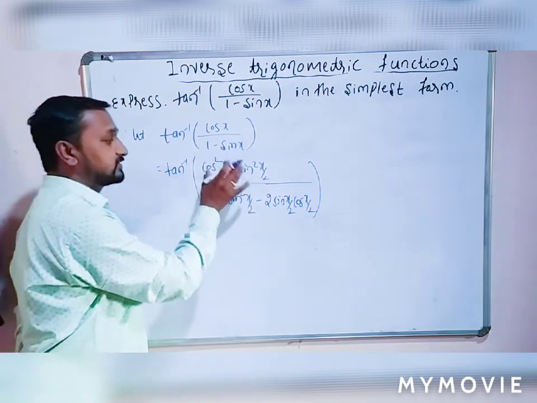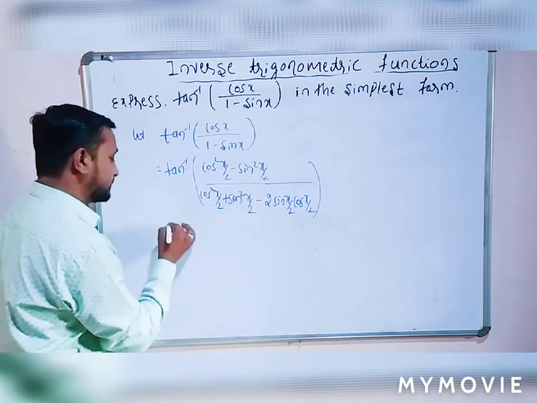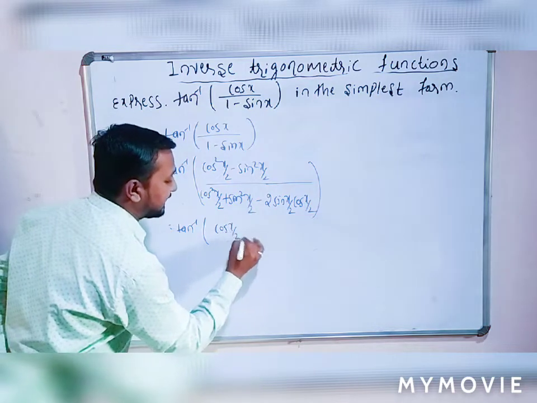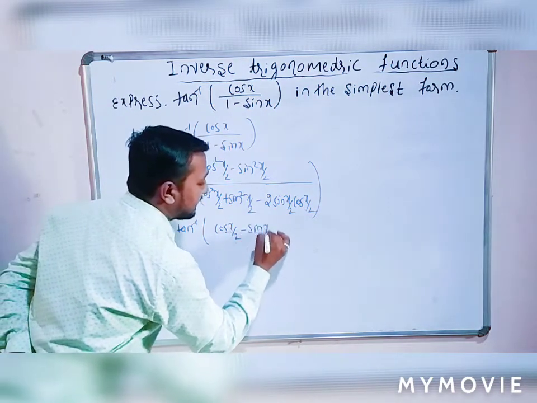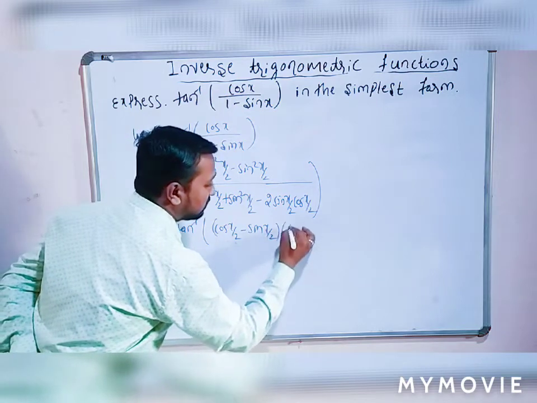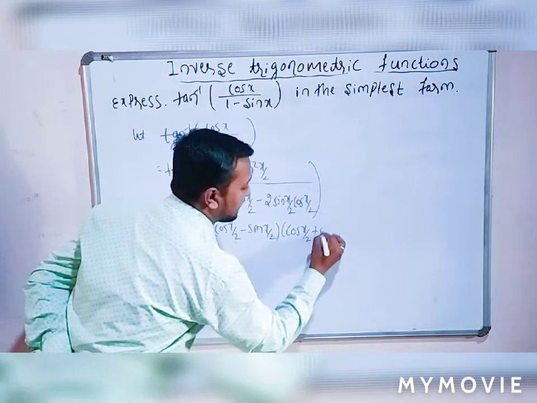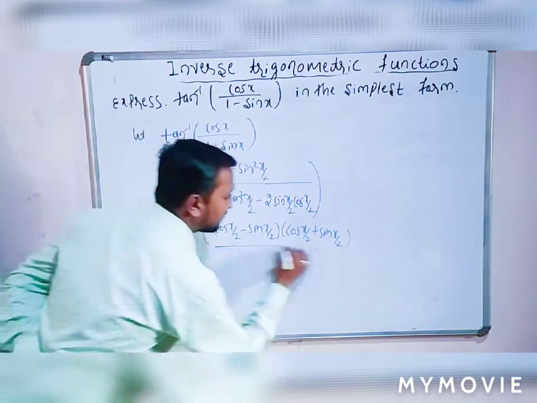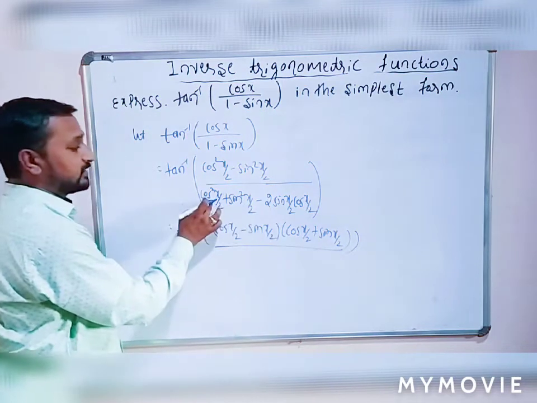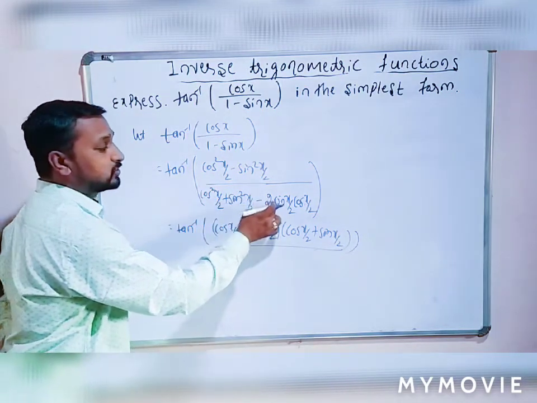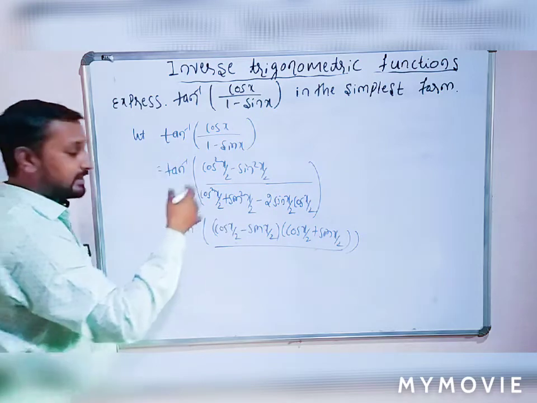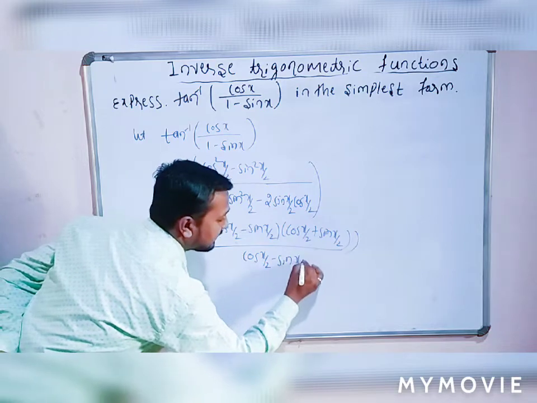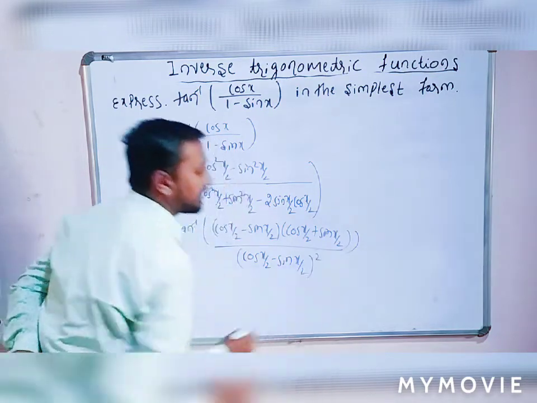Here, this is of the form a square minus b square. This step I can solve: tan inverse of cos x by 2 minus sin x by 2 into cos x by 2 plus sin x by 2, whole divided by, this is of the form a square plus b square minus 2ab. That can be written as a minus b whole square, that is cos x by 2 minus sin x by 2, whole square.